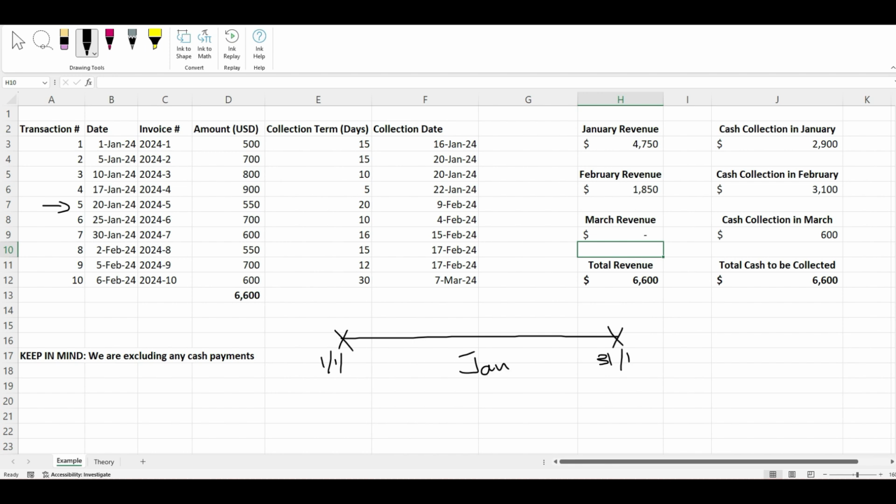Transaction 5 shows that we generated a revenue of $550. However, we're gonna end up collecting this revenue 20 days after the transaction date. So that would be on February 9th. So the collection is gonna be over here in Feb, which is why sometimes we end with a mismatch between the revenue that we generate and the cash that we collect due to time difference. And of course, keep in mind that we are excluding any cash payments.